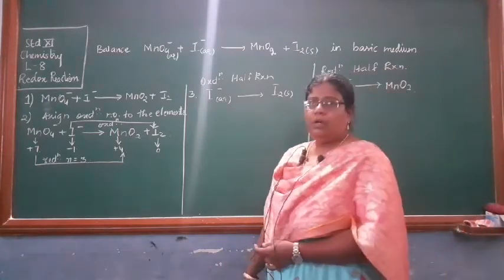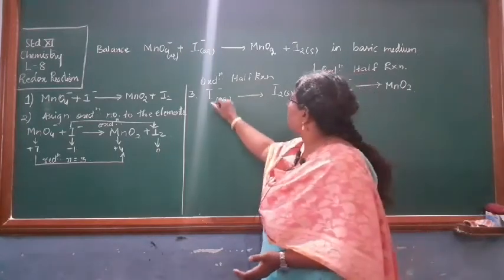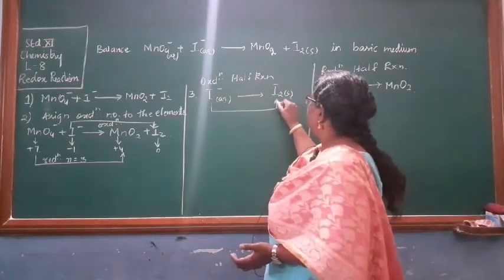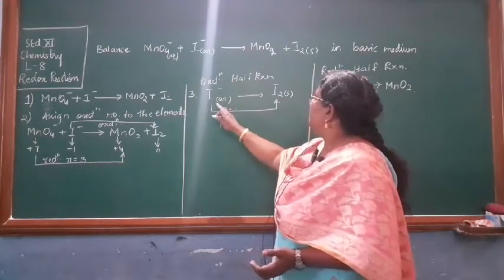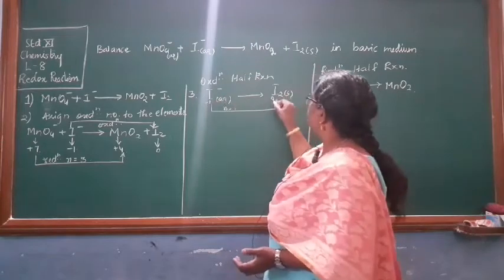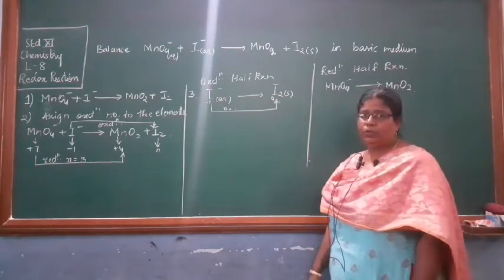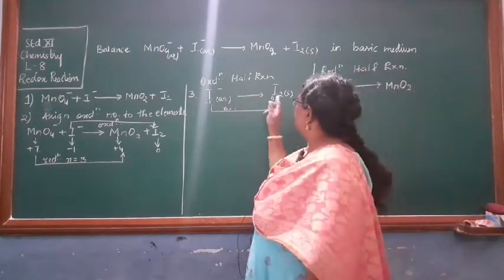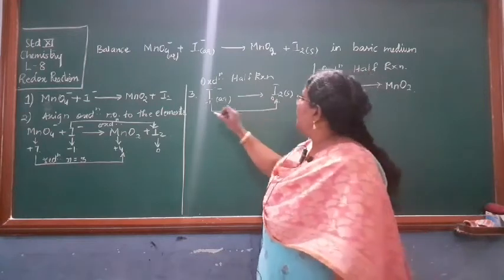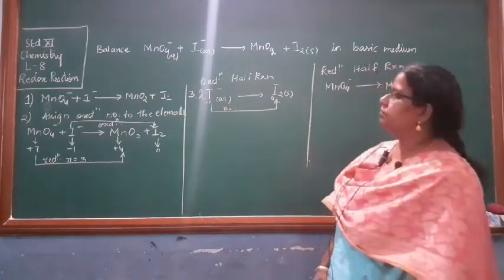Now the next step is to add the number of electrons. Now what is the number of electrons you will add? It depends on the value of N. Here it is minus 1, here it is 0, that means the N value should be equal to 1. Okay, and since I minus is undergoing the change, I will put a 2 here.